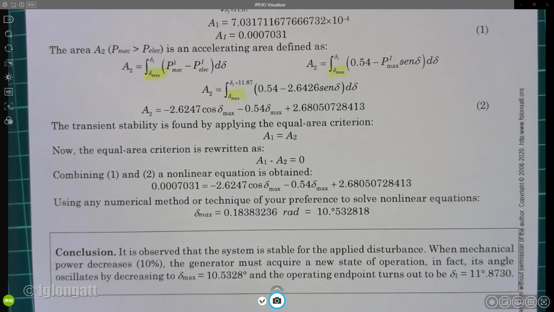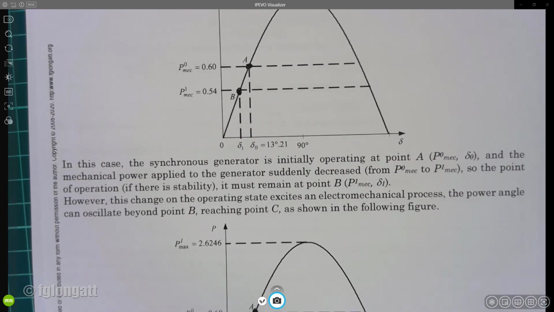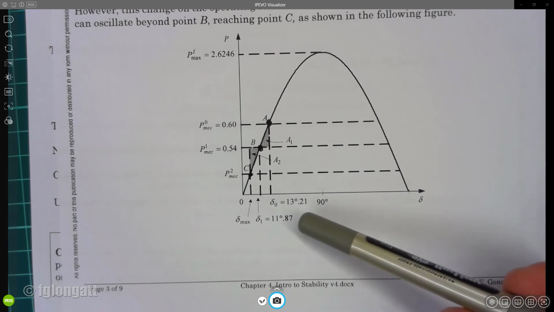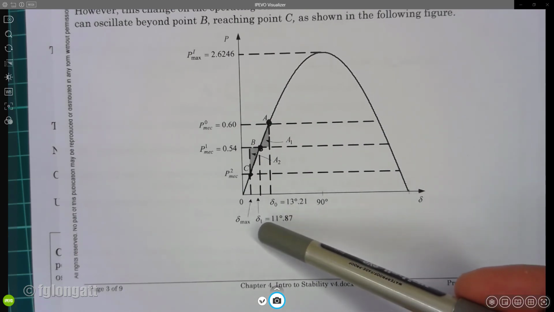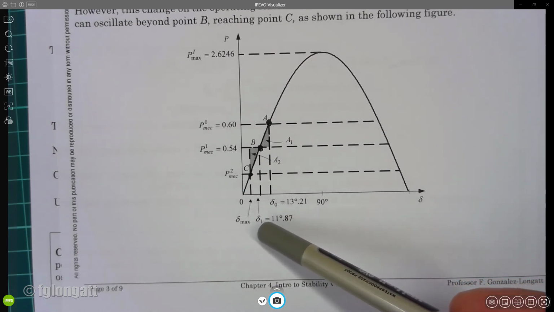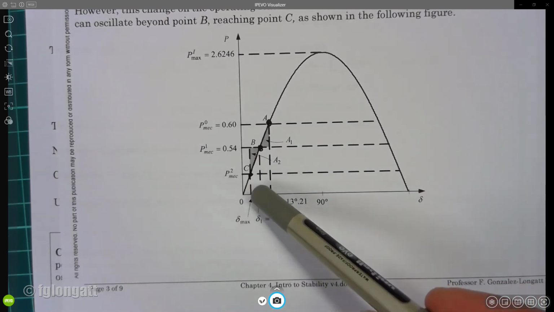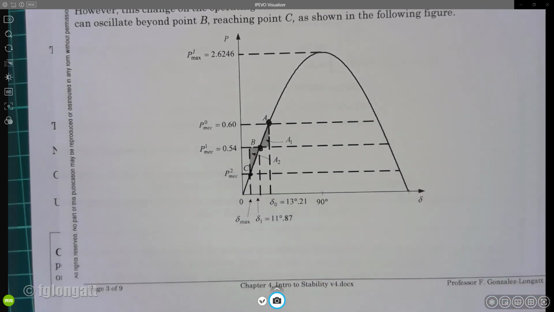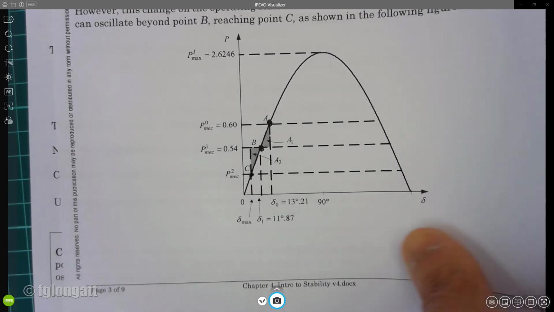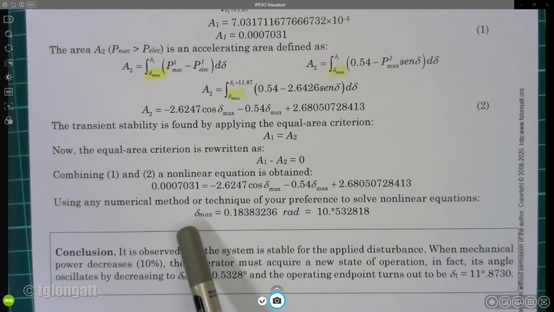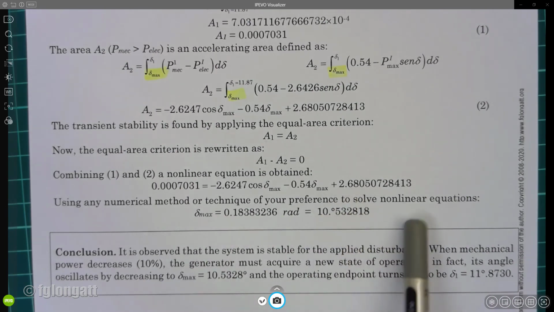We need to be sure that that angle is a possible solution. If we go back here, we are starting from 13 degrees. The final operating angle must be 11, and the maximum oscillation is reaching 10.5. That means it is a real, feasible solution, because the solution must be between 0 and delta 1. This solution delta max is between 0 and delta 1, and it is a proper solution.